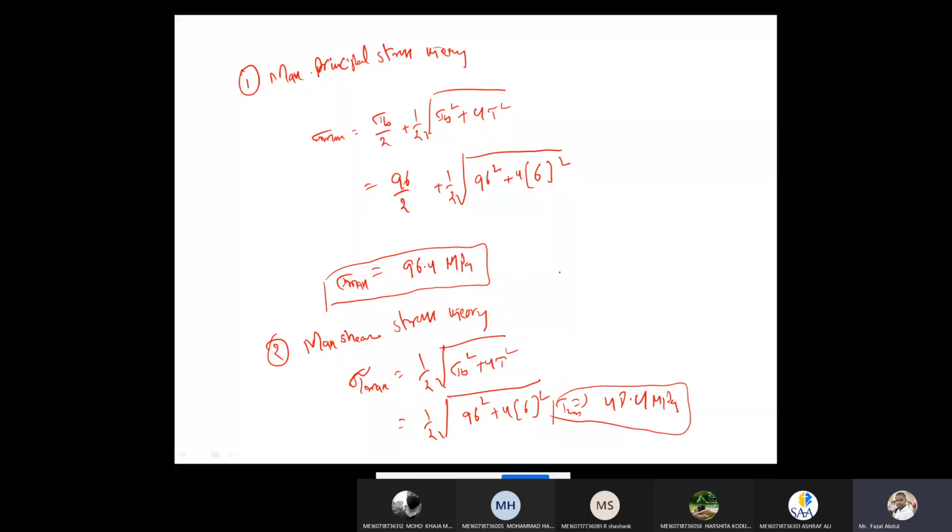Okay, this is another type of problem. In the previous problem, the permissible limit was given and we were asked to calculate the size of the weld. Here, in this type of problem, the size of the weld is given and we are asked to calculate the maximum stresses. Okay, any doubt regarding this problem, over?